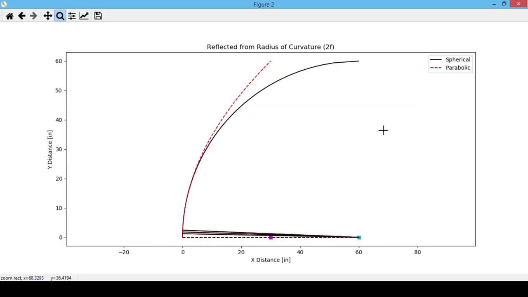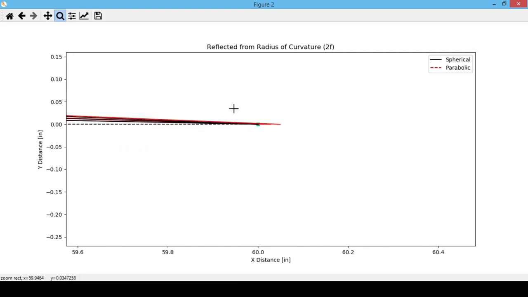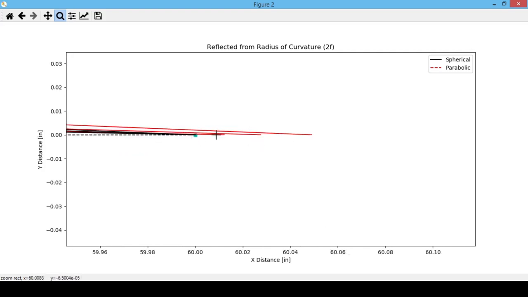But if I now decrease the mirror diameter down to something more reasonable for most people, say 6 inches, which shows up here as 3 inches due to symmetry, we can see that the reflected rays for both mirrors look almost identical. I'm just showing 3 of those rays here, but you can't really tell the difference between the two. It's only if you really zoom in to this 2F point that you can see that the parabolic mirror rays do not come back exactly to the 2F point, but it's so small.